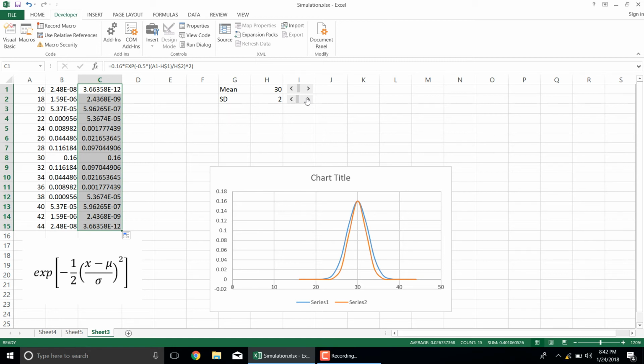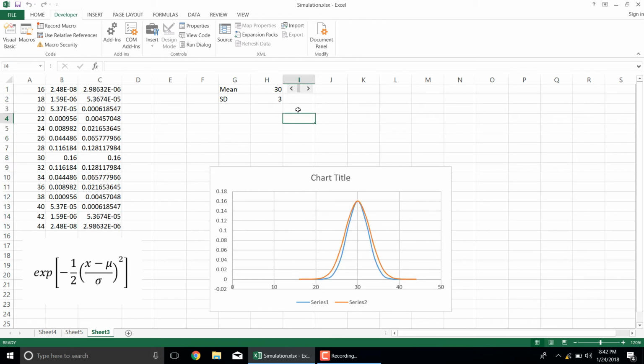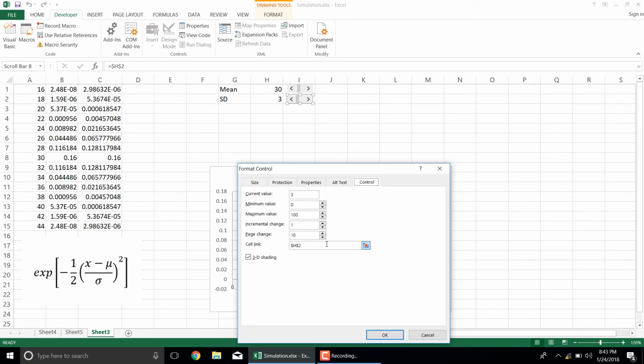The curve still isn't a perfect fit, and we can see that the standard deviation of 2 is too little and 3 is too big. So what we will try to do is we will link this to another cell here.